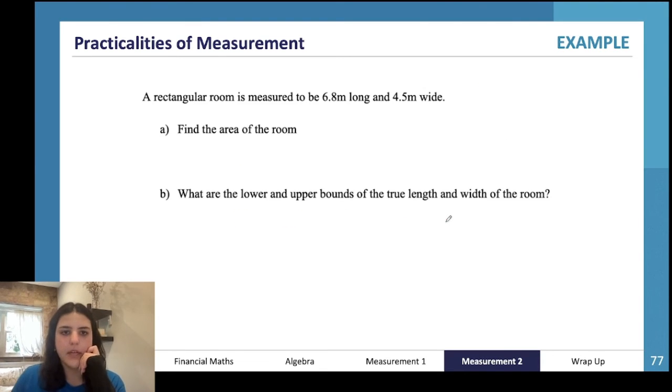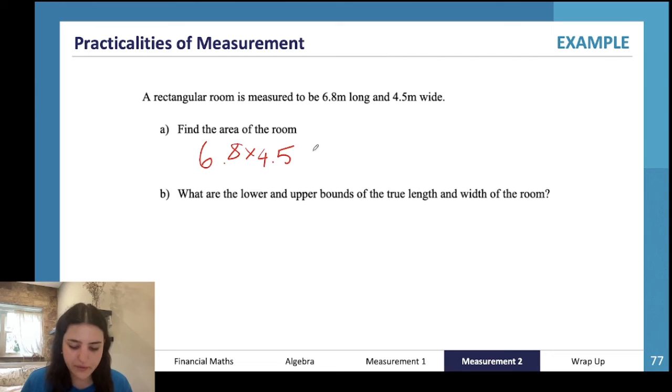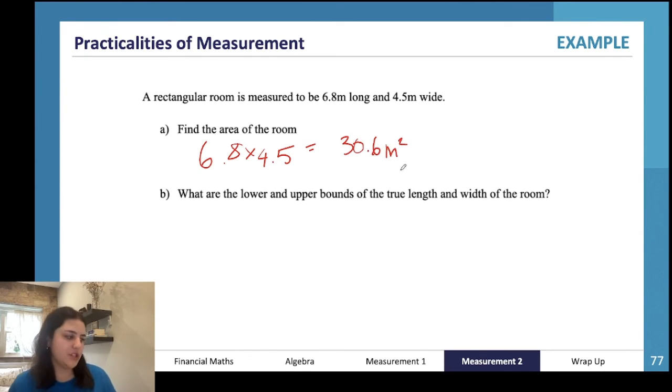Like that. And then our final question, a rectangular room is measured to be 6.8 meters long and 4.5 meters wide. Find the area of the room. So the area of the room is just going to be the long side times the width, 6.8 times 4.5. So 6.8 times 4.5 gives us 30.6 meters squared.